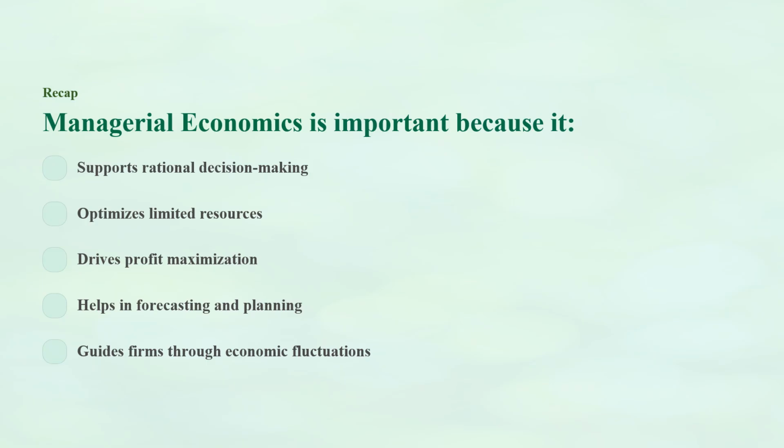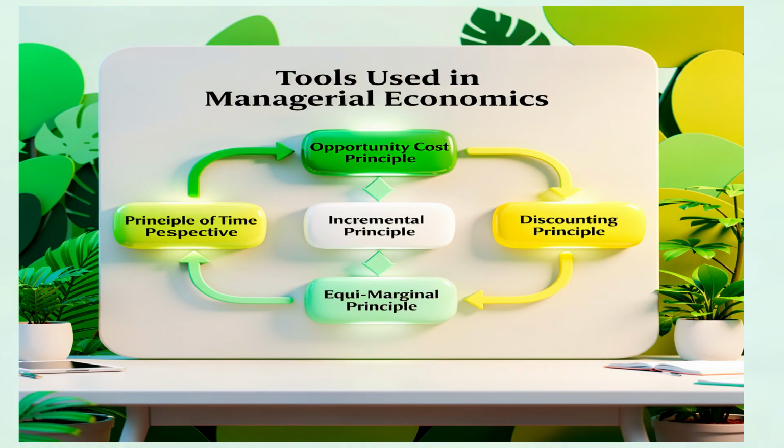Now, let's recall what we studied in earlier slides. Managerial economics is important because it supports rational decision making. Next is optimizing limited resources. It is important because it drives profit maximization and minimizes cost. Next, it helps in forecasting and planning for consumer demand and for new product launches. The next one is that it guides firms through economic fluctuations, like macroeconomic trends related to inflation, pricing, government policies, and so on. Now, let's see the tools used in managerial economics.